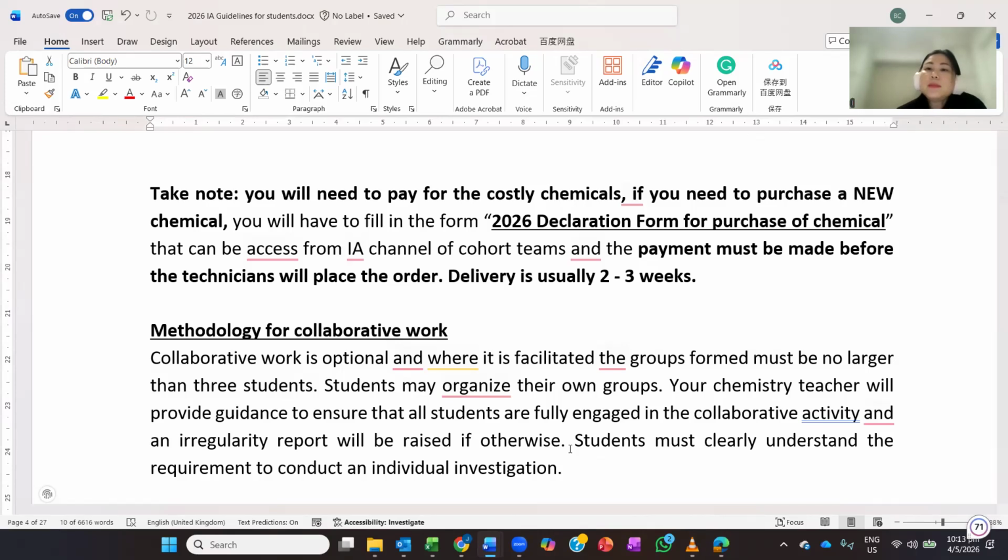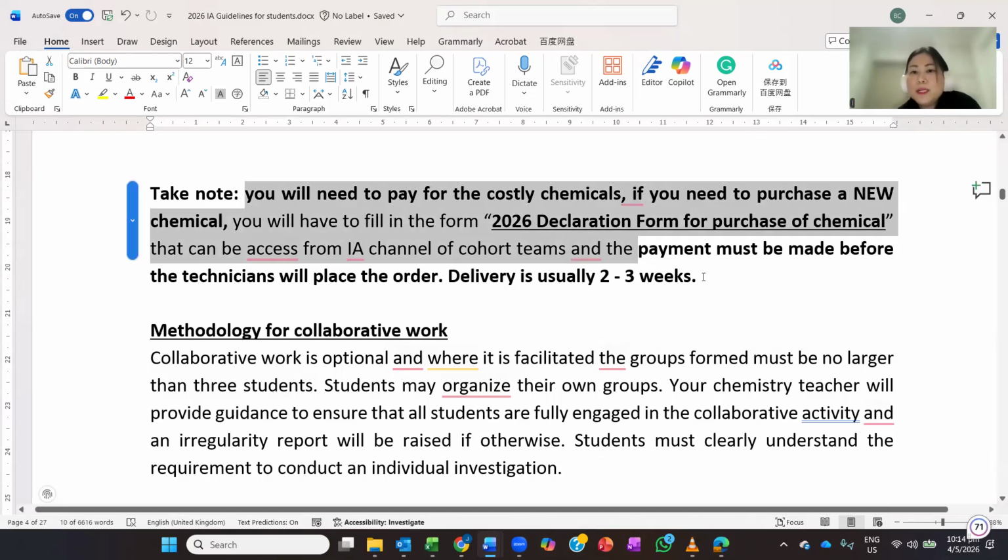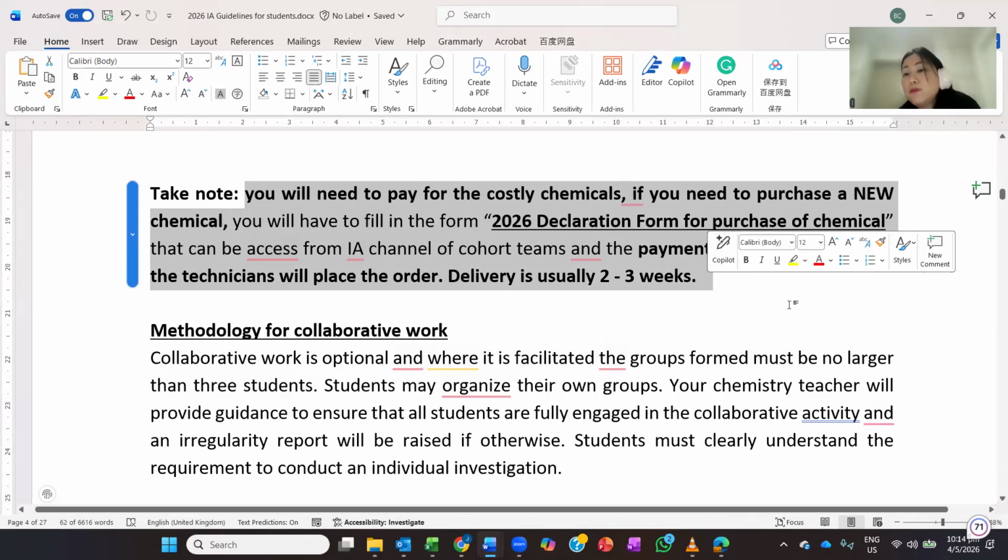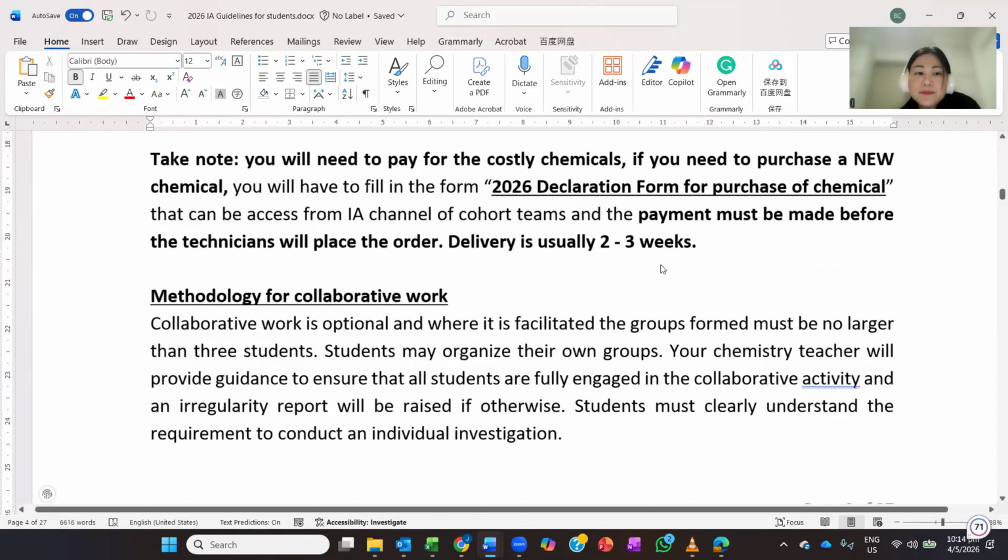But in the event that you really want to buy, you can do so. Just take note that you have to fill up one more form to buy chemicals, and the delivery takes at least 2 to 3 weeks, and it can be quite costly.